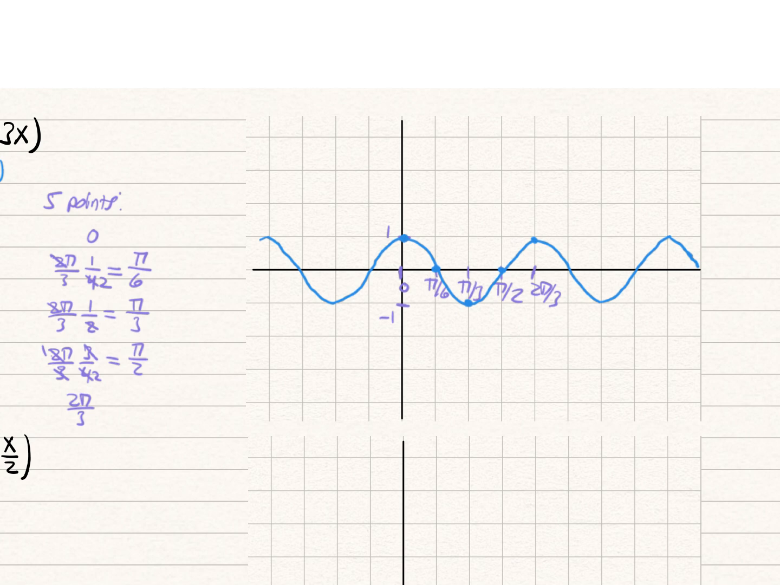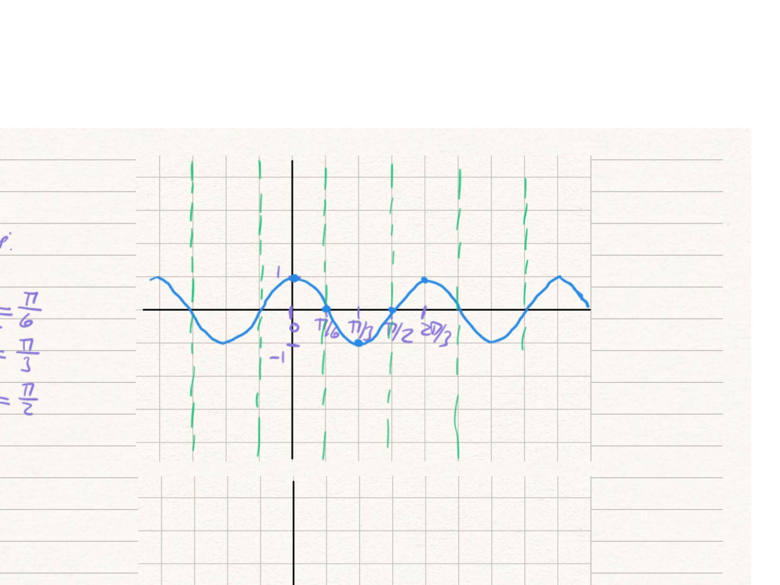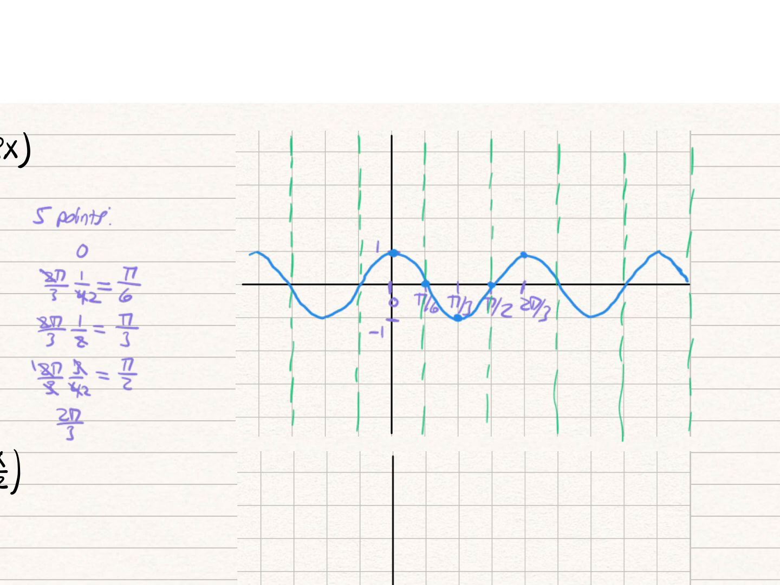All right, so with secant, I first need to draw my asymptotes. Right, everywhere that it crosses the x-axis, you're going to have an asymptote. All right, so as much as can fit on your graph, just draw a whole bunch. And then once you have your asymptotes, in each interval you're going to have a highest point or a lowest point, and you're going to draw a little U shape everywhere that you see that.